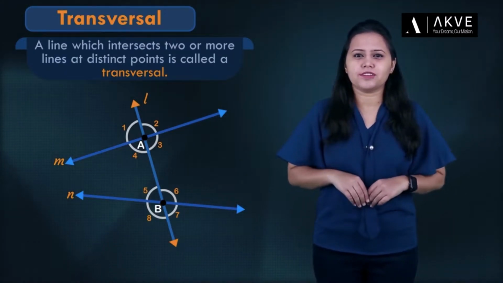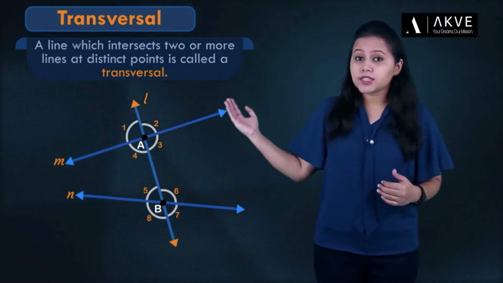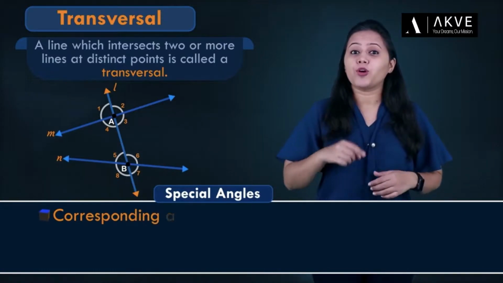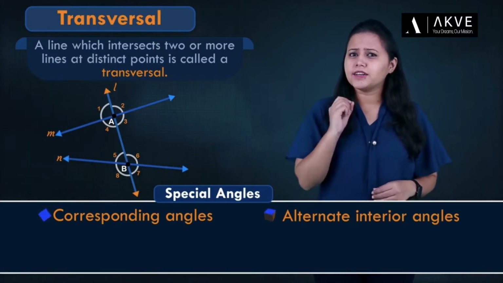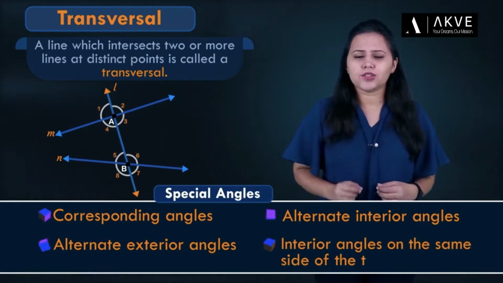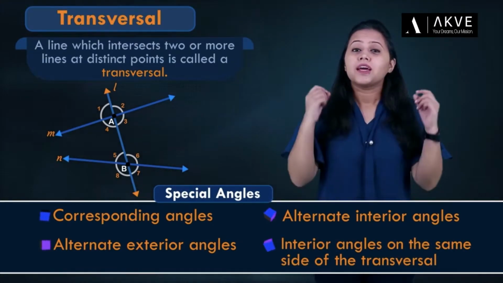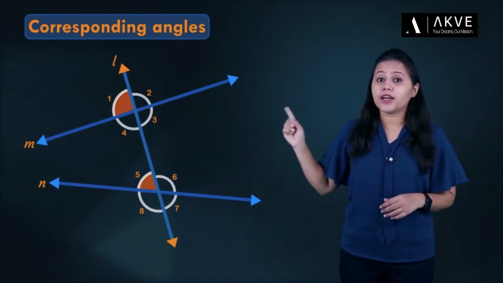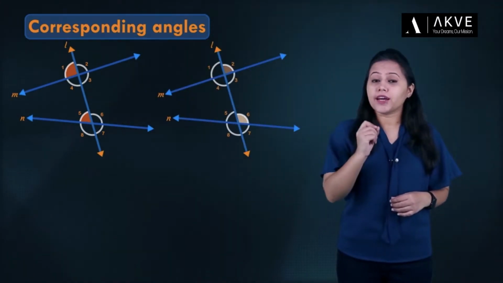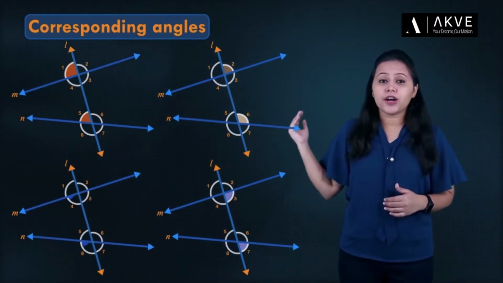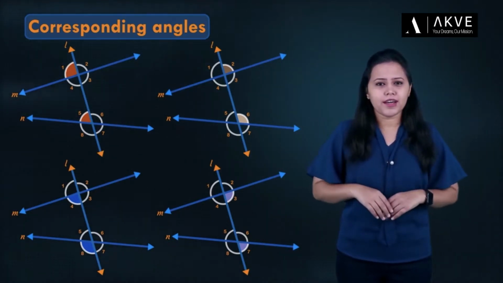Let's revise them together. When a transversal intersects two lines, some special angles are formed. They are corresponding angles, alternate interior angles, alternate exterior angles, and interior angles on the same side of transversal. Let's look at each of them one by one. Let's start with corresponding angles. Here, angle 1 and angle 5, angle 2 and angle 6, angle 3 and angle 7, and angle 4 and angle 8 are all corresponding angles.